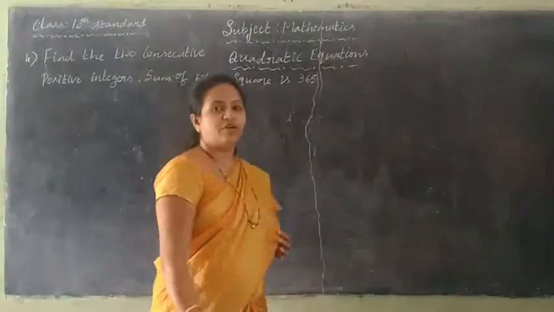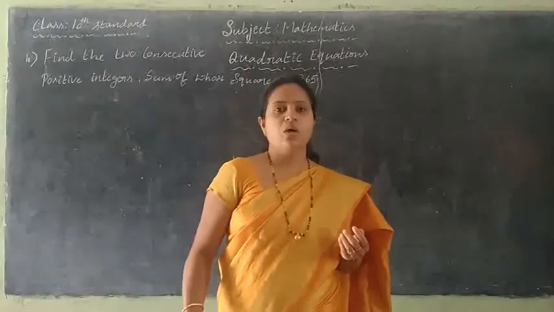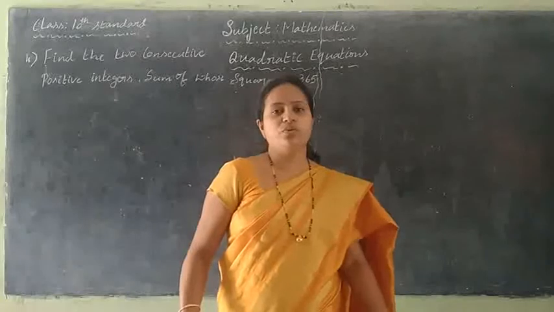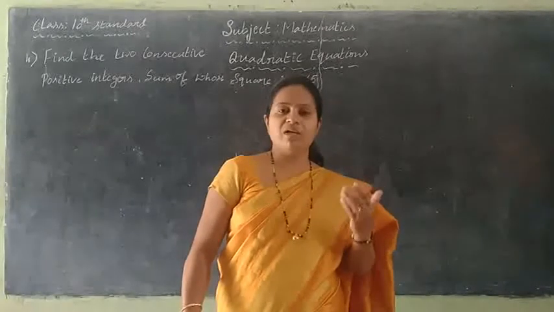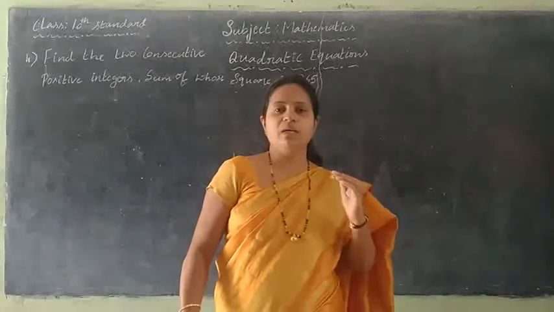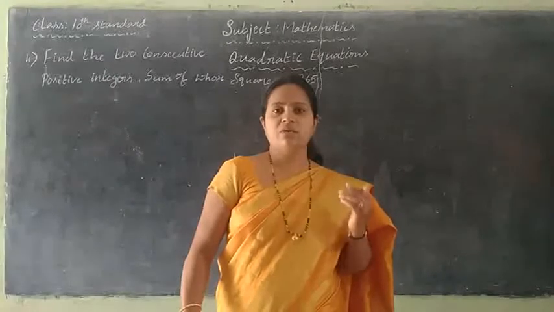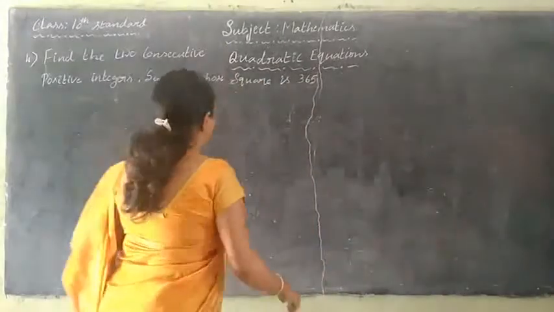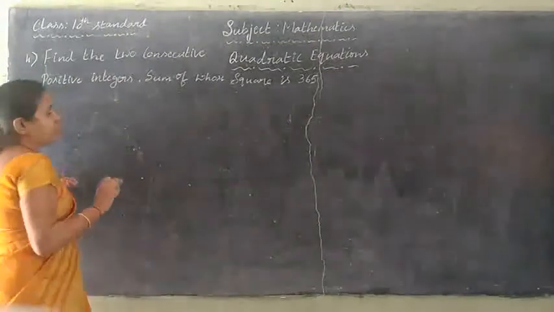Children, here we have to consider two consecutive positive integers. Okay, what do you mean by consecutive? Yes, consecutive means, children, the numbers one after the other. For example, 1 and 2 or 3 and 4. Got it? Consecutive means numbers one after the other are called consecutive numbers. Right. Now, it is telling to find two consecutive positive integers.